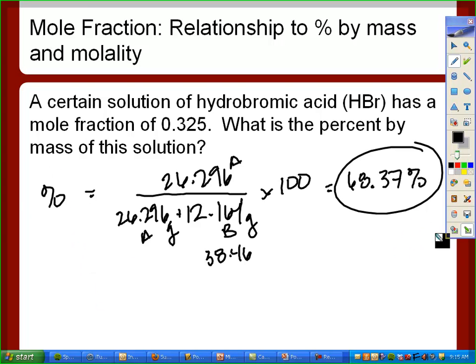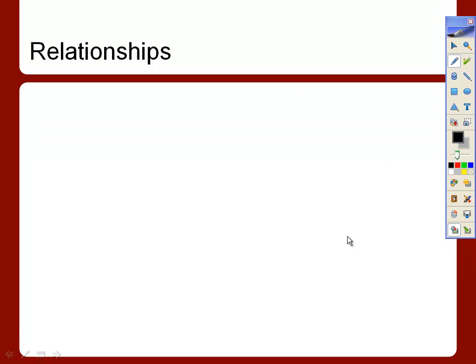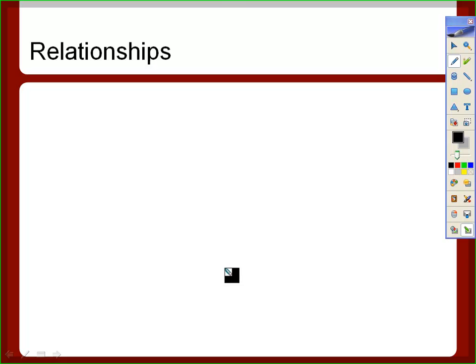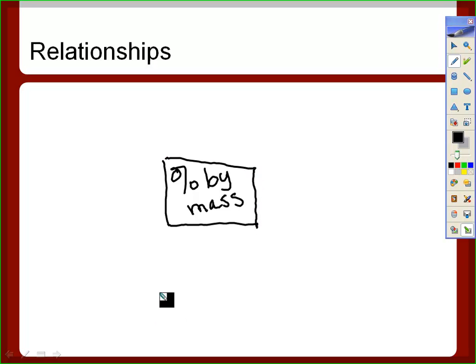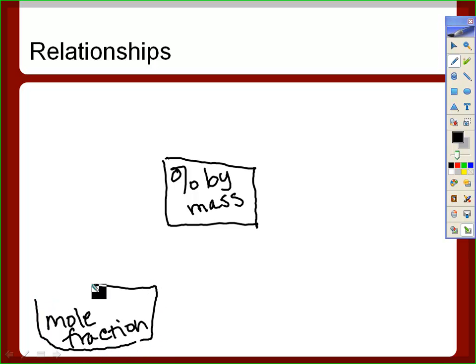All right, so let's look at one final thing. I think this will help. Relationships. Because really, you just have to do a lot of these before you're going to feel comfortable going back and forth. So the definitions themselves, I think, are really easy. It just is a matter of being able to be comfortable converting back and forth. So what I'm going to use as the middle here is percent by mass. Because if you know percent by mass, you can find a lot of other things. For example, you can find mole fraction. You can go back and forth between mole fraction and percent by mass.